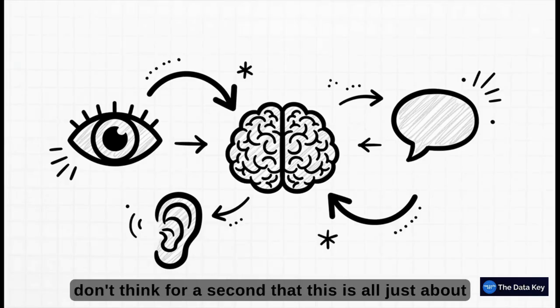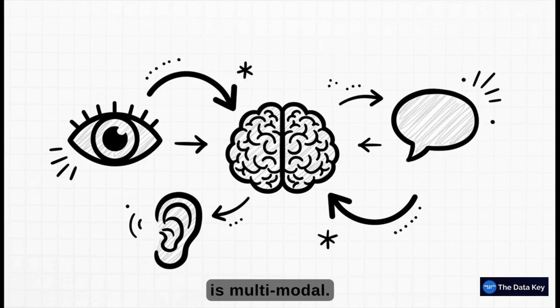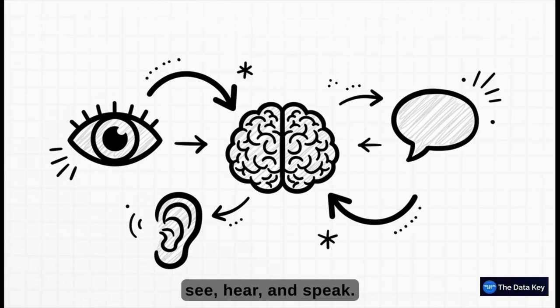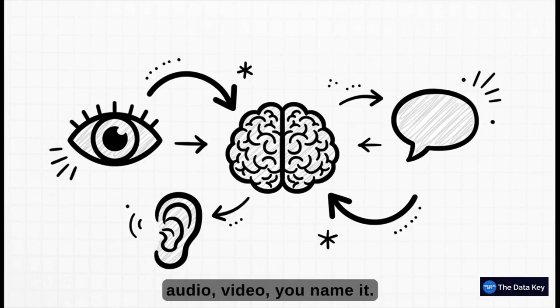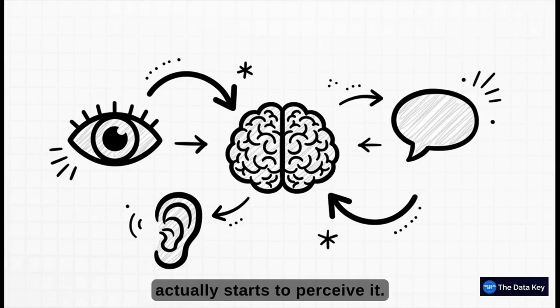And hey, don't think for a second that this is all just about text. The real cutting edge, the frontier, is multi-modal. This part of the journey is about exploring models that can see, hear, and speak. We're talking about AI that can understand and generate images, audio, video, you name it. This is where AI stops just reading about the world and actually starts to perceive it.